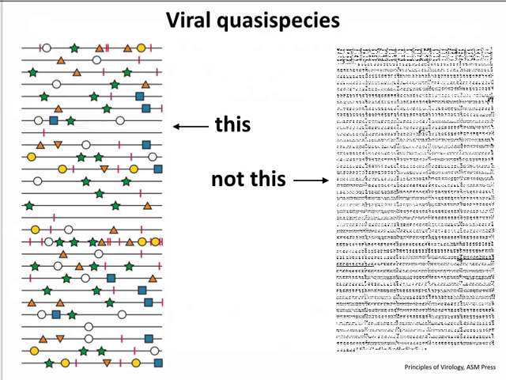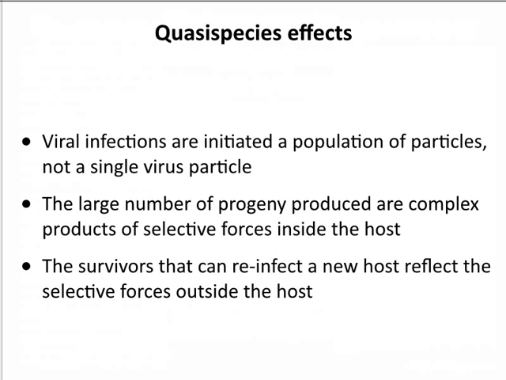When we determined sequences years ago, this is what we would get, but that's because our sequencing wasn't sensitive enough. This is actually what the sequence looks like. So these differences in all the genomes lead to what we call the quasi-species effect. When a virus infects a cell or an organism, it's not a single sequence. It is a whole population of viruses that's infecting.